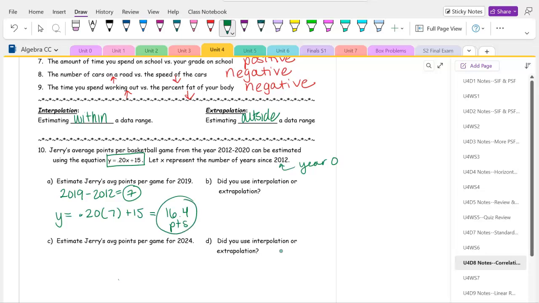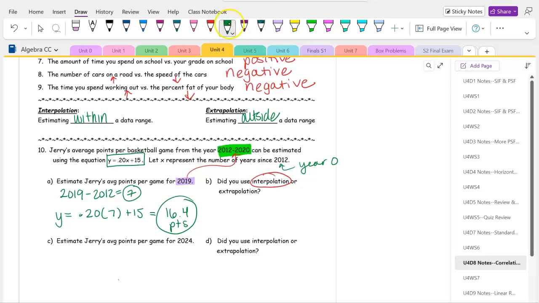Now, whether we use interpolation or extrapolation, even if you aren't able to get the answer to letter A, we can still get the answer to letter B correct. That's because interpolation and extrapolation is having you look at your data range. So our data comes from 2012 to 2020, and now this number that they've given us is 2019. So all you have to do is decide whether 2019 is in between these 2 data ranges or outside. 2019 is in between them, and that makes this interpolation. Interpolation for inside.